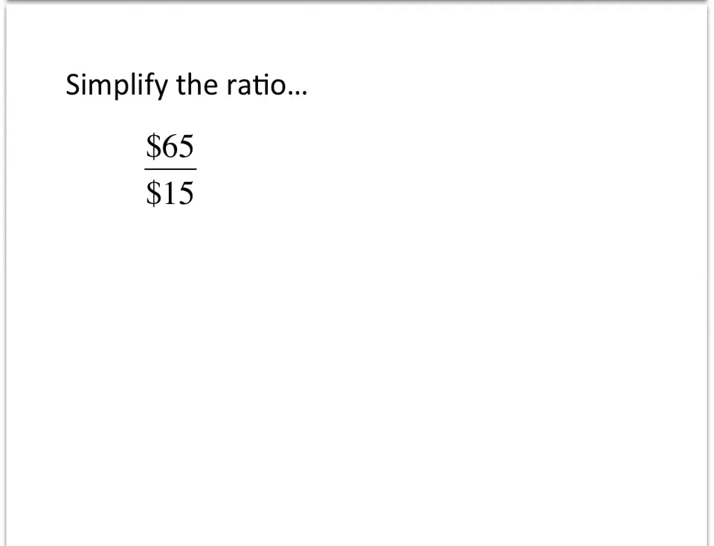and I'm asked to simplify here. Now we notice that they're already in terms of the same units because they're already both in terms of dollars. So we don't actually have to put them in terms of the same units for this case. Instead, we simply have to try to simplify the ratio. Now what this means is I'm really trying to break this up into two fractions, one of which is equivalent to 1. So if I look at 65 and 15, I recognize that both of these are divisible by 5.